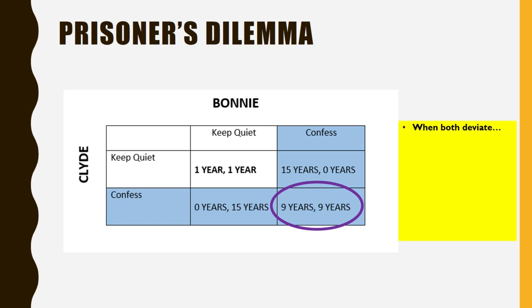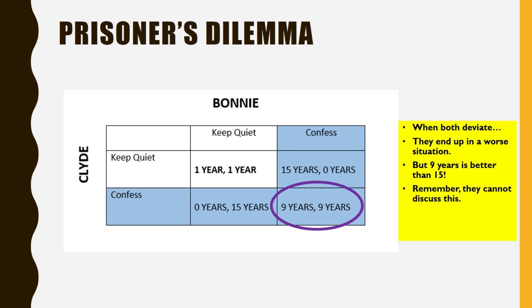Now, when both of them deviate here, do we agree that they end up in a worse situation? That if they both try to confess so that they can be a witness against the other, they end up in a worse situation because they could have had 1 year each, but now they've got 9 years. But here's the deal. Do we agree that 9 years is better than 15 years? And certainly 15 years would have been the outcome for one of them if the other had confessed, right? So if one confesses and the other is quiet, they would be in jail for 15 years. So it's better than that option, but certainly not what they would have been hoping for.